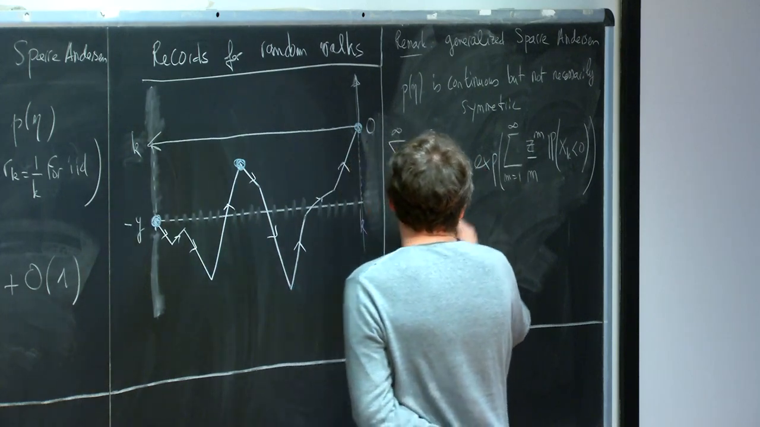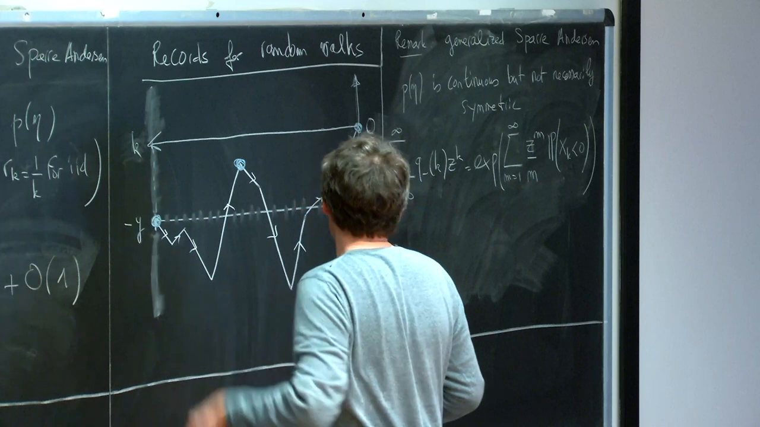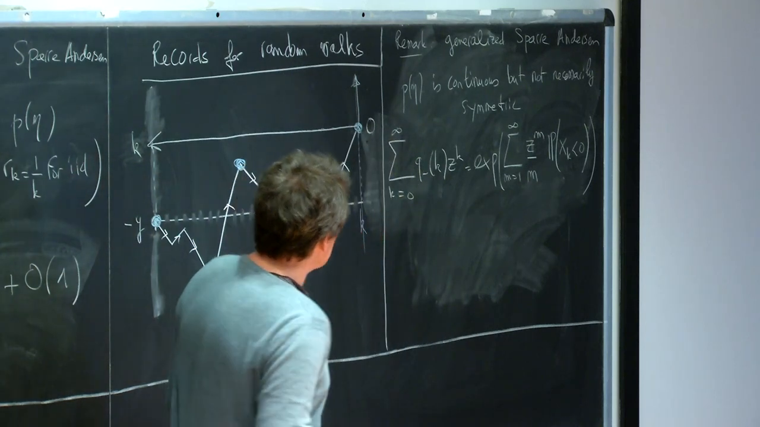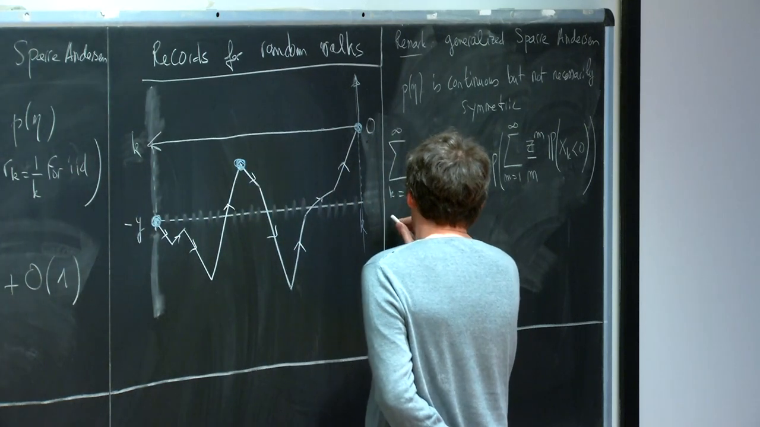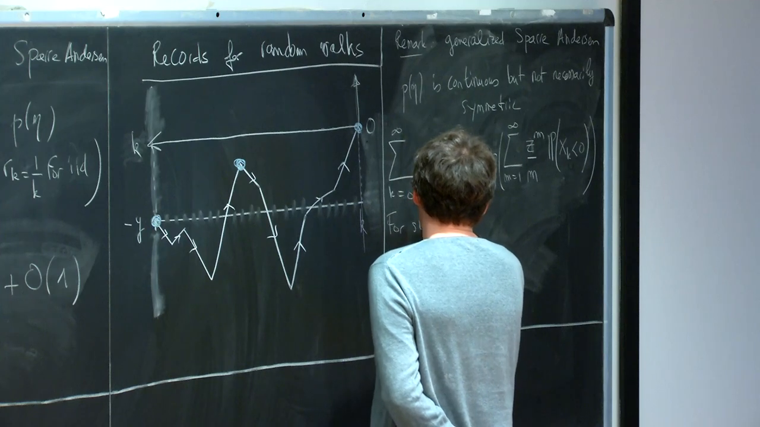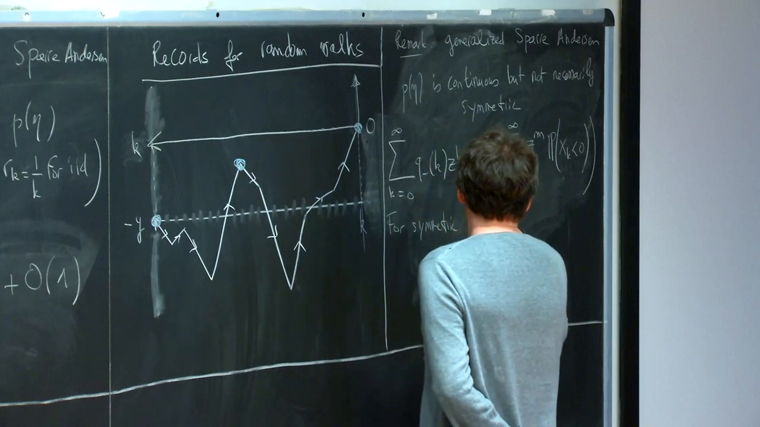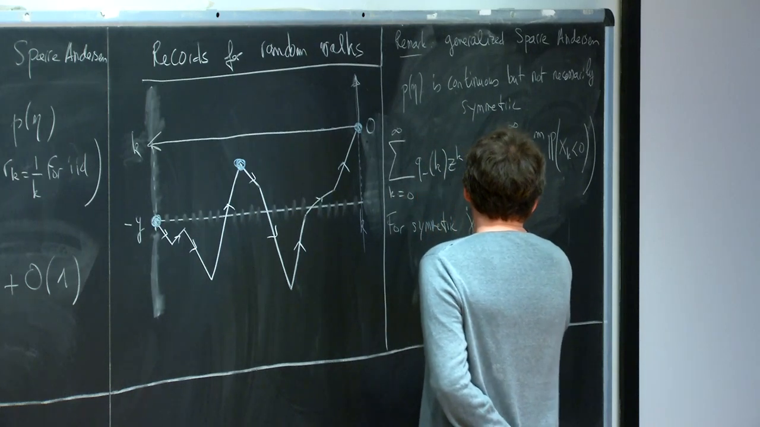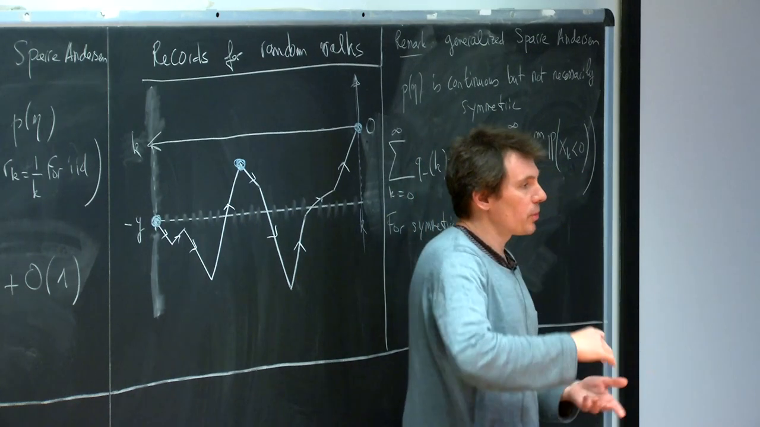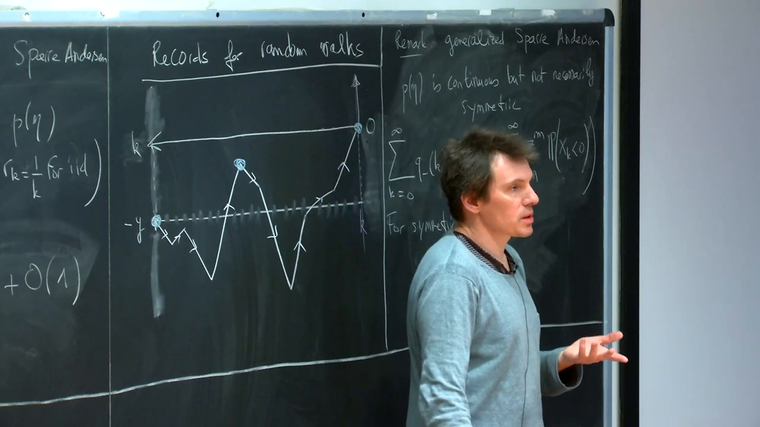Now let's see that we can recover this. How do you recover this formula when you have continuous, symmetric jumps? Now for symmetric jumps, obviously, the probability to be positive or negative at step k is just half.